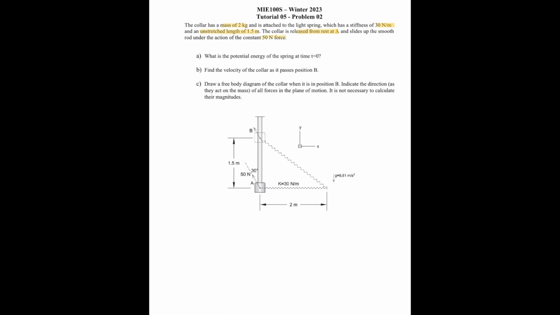So there's an external force this time. Now we want to know what the potential energy of the spring is at time equal to 0. And we want to know the velocity of the collar as it passes by position B. And we also want to draw a free body diagram of the collar when it is in position B.